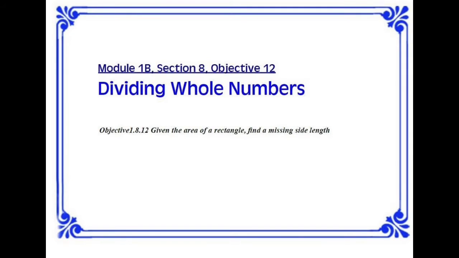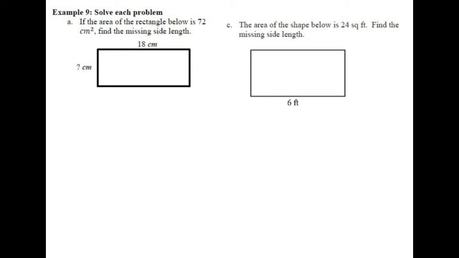Module 1, Section 8, Objective 12, and this is the application section, instead of dividing, and I apologize. In this one, we're given the area of the rectangle, and we have to find the missing length. And here's what those look like. You have to read through part of it and look at the diagram to see another part of it. Sometimes they give you all of the information, sometimes you have to use both.